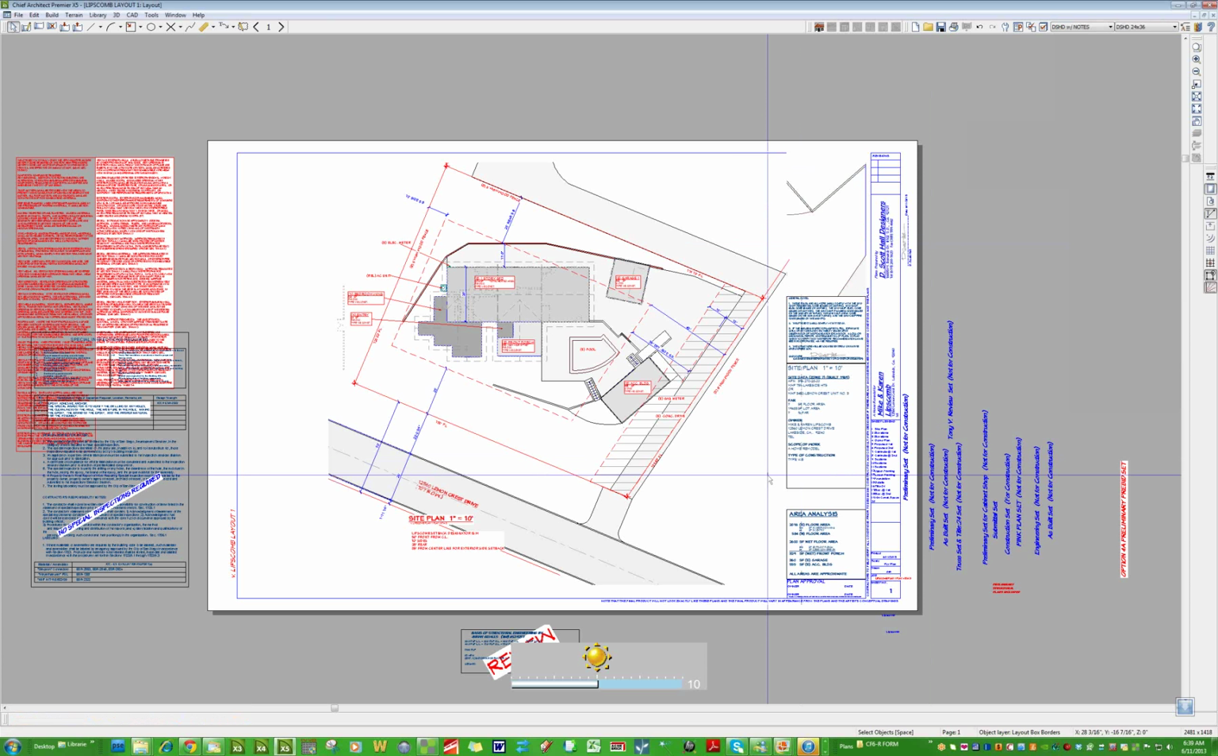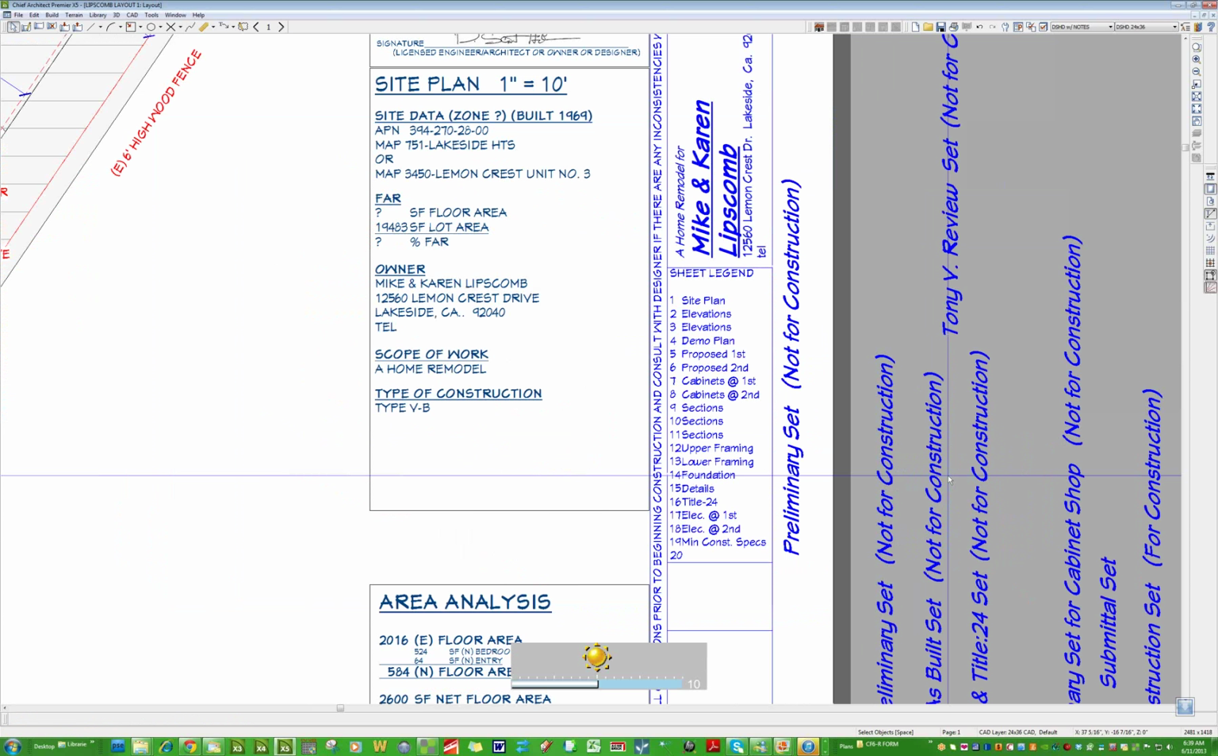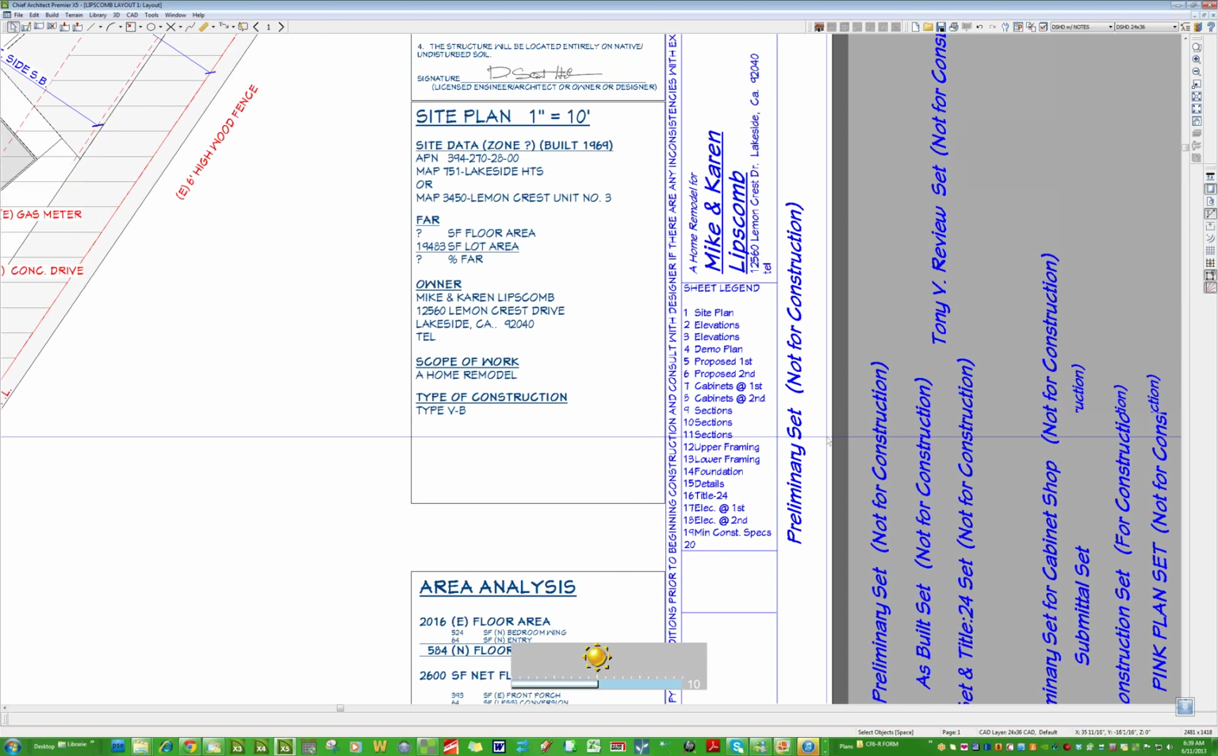Anyway, what I've always done is, here on sheet 0, I have my sheet index. It's right over here, and I just go in there and change these numbers, whatever's on sheet number 6. Since I'm going back to a one-story, I don't need cabinets at the second floor. I don't need upper framing. I just need lower framing and the foundation. And I don't need electrical at first and second, I just need electrical at the first. You get what I'm saying? So I got to get rid of some pages.